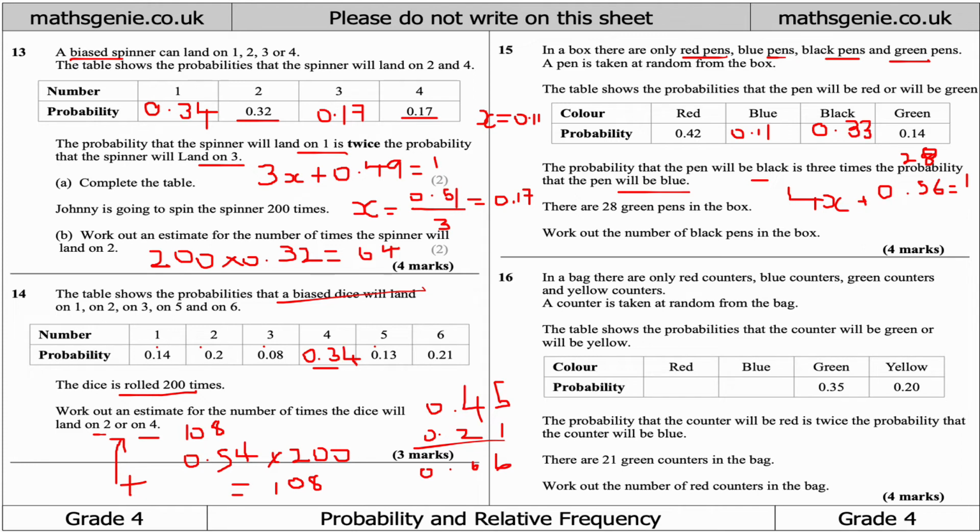Right, so 28 is for green, and that's equal to 0.14. Now this is where it is going to get a bit tricky. 0.42, that's going to have 3 times as much as this, so it's going to have 28 times 3. So what we want to do is we are going from about 0.44.